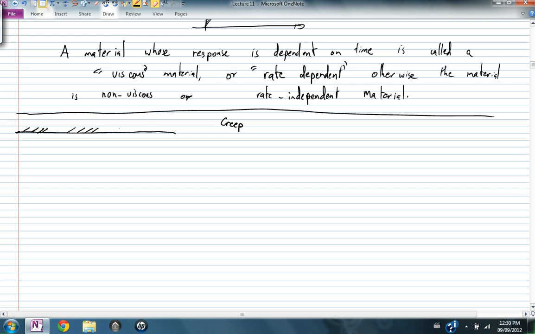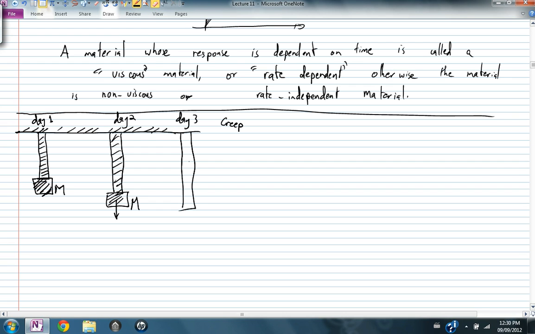So let's say you have a concrete bar and you hang a load from this concrete bar. So this is day 1. This load is fixed, M. You come the next day and you see that slowly the bar is creeping. You come on the third day, you see that the bar has creeped even further.